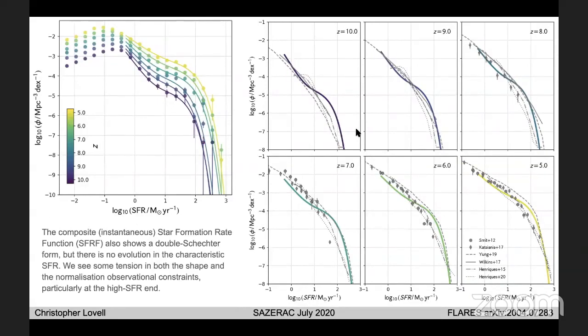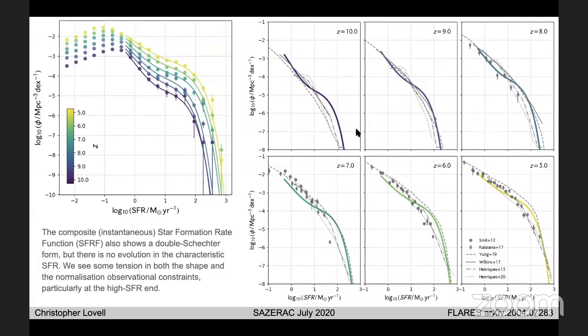So we can also look at the star formation rate function, which is shown on the left. It also shows a very strong double Schechter-like shape. However, the characteristic star formation rate does not evolve with redshift in the same way as the characteristic mass in the galaxy stellar mass function. And this is telling us something about how feedback works in the EAGLE model at high redshift, and it's something we're investigating now in relation to the halo mass function.